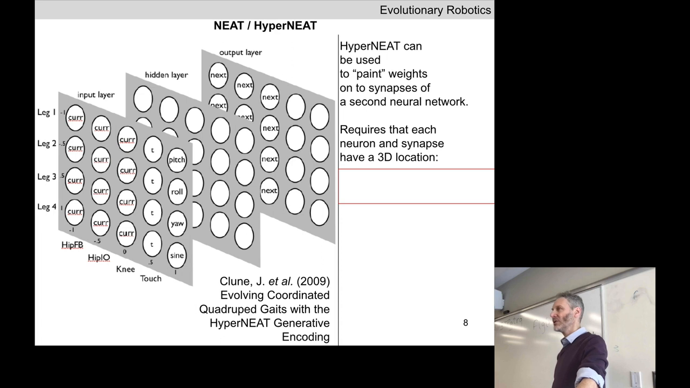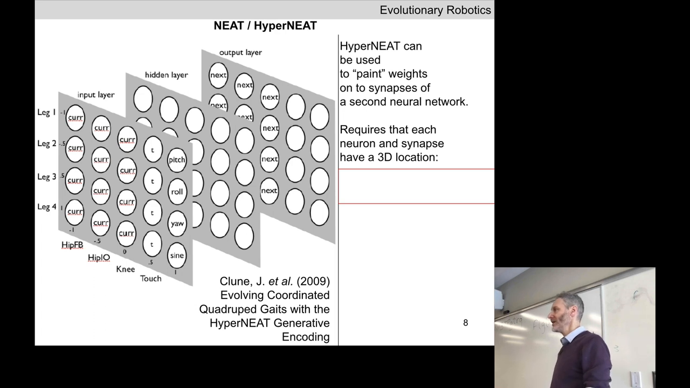Where have we seen that before? We've seen it a couple times. What is this neuron representing? Central pattern generator, right? Maybe just a regular sinusoidal oscillatory pattern is useful for locomotion.